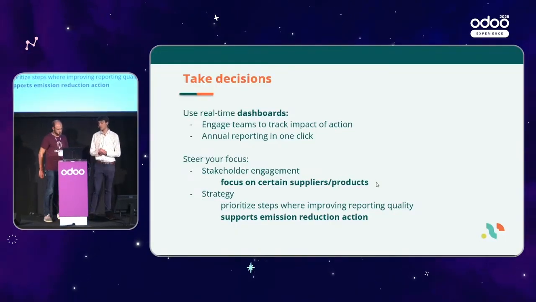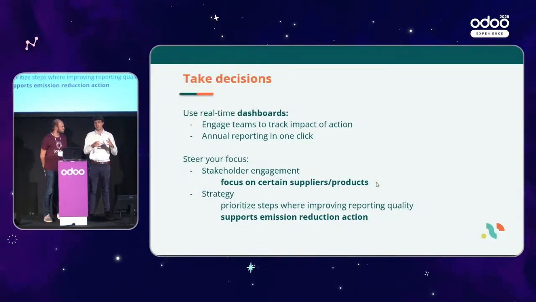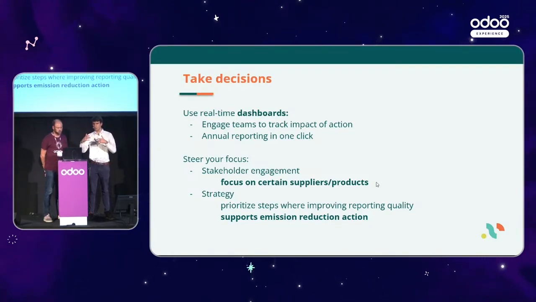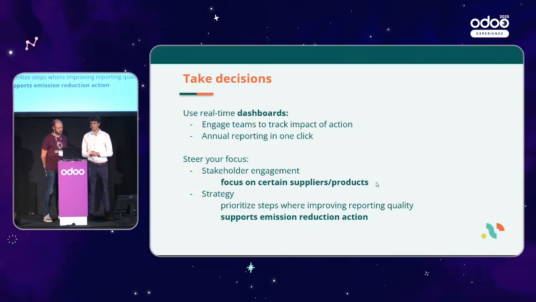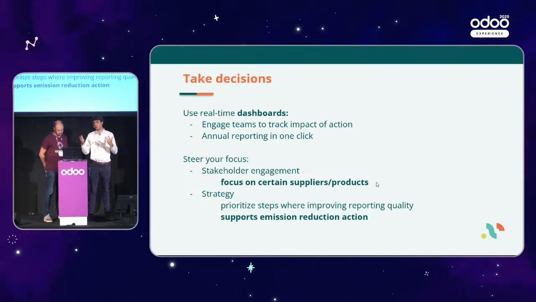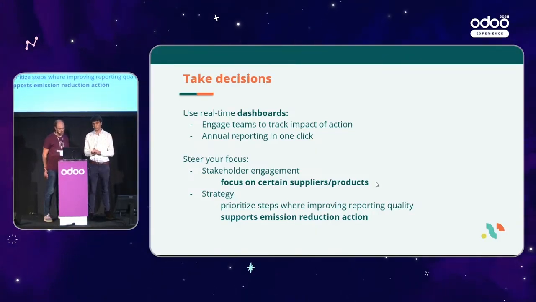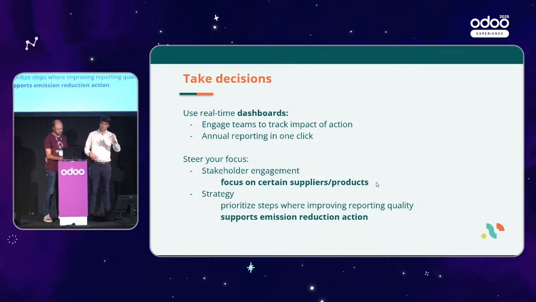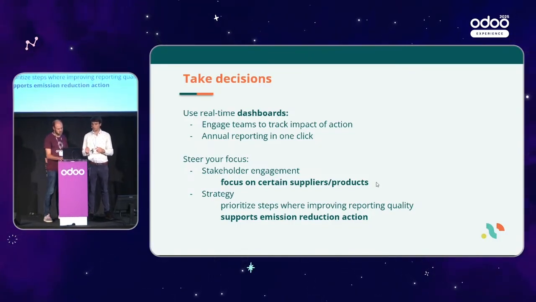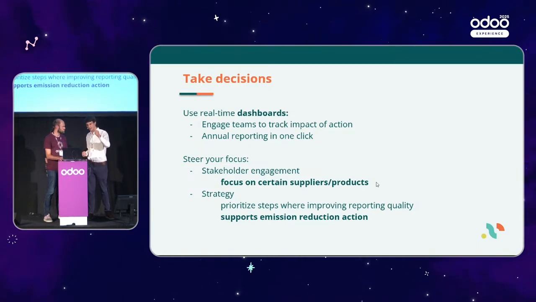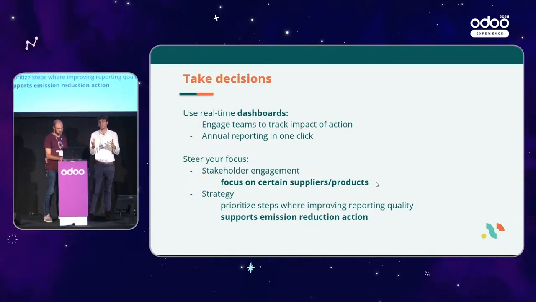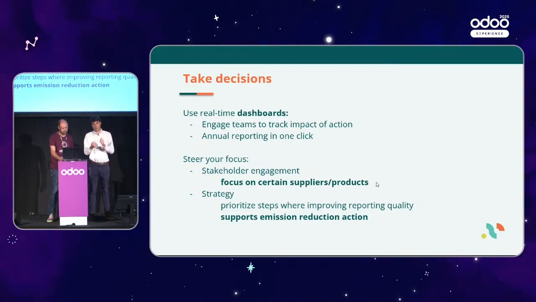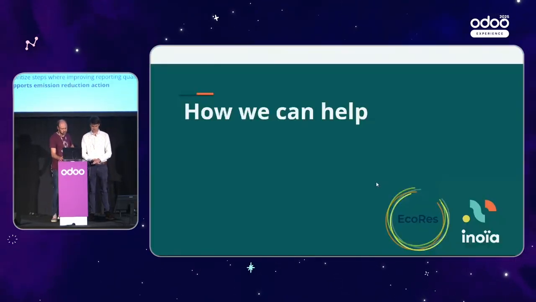So the goal is to use this dashboard to engage your team, so that you can say to a project owner, okay, this is your target, and each time he creates his product, he can see if he's going to reach his target throughout the year. In the end, you have your annual reporting in one click instead of a lot of hurdles to generate it. That means you can steer your focus into discussing with your suppliers, discussing some products or making changes, or see if your suppliers are engaged, and prioritize steps in your sustainability journey to support your action of reduction.